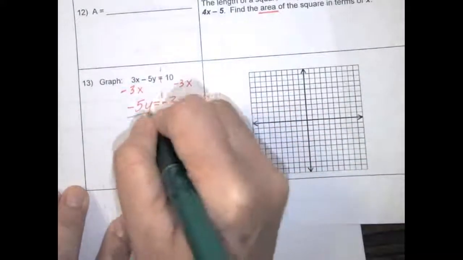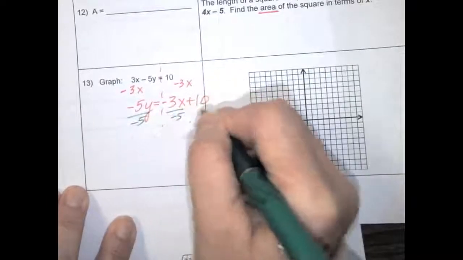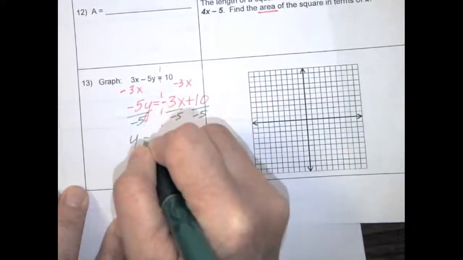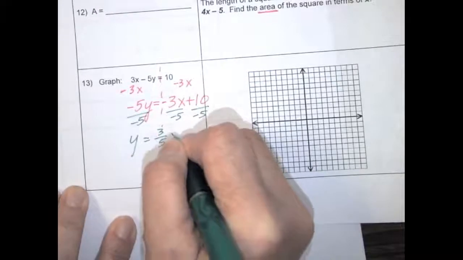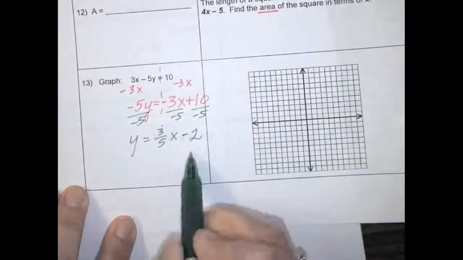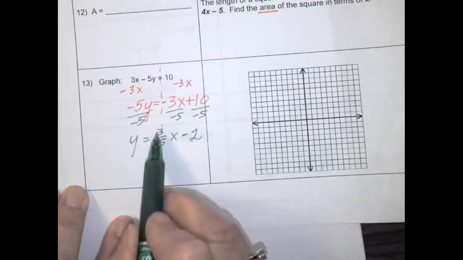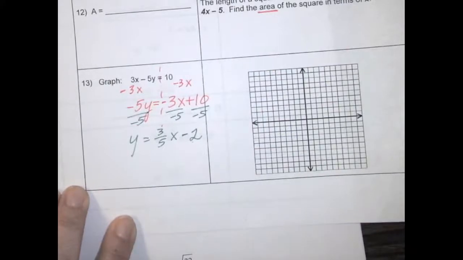Now you divide everything by -5. Now here's your y-intercept. Put it over here. Here's your slope. Count your slope. There, that's just to get you started. Now finish your review paper.